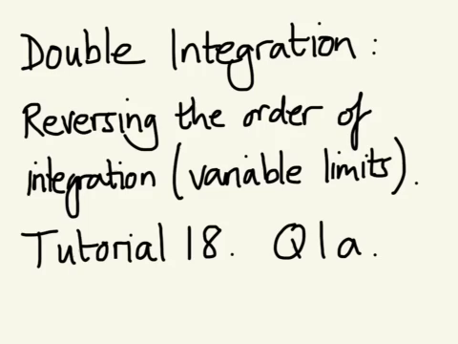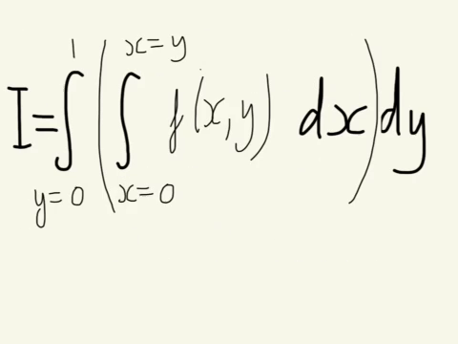In this example, we're going to look at double integration, and in particular, reversing the order of integration for variable limits. The question is taken from tutorial 18. So the question is to look at reversing the order of integration for the following double integral. And the integral is a double integral of a function of x and y.